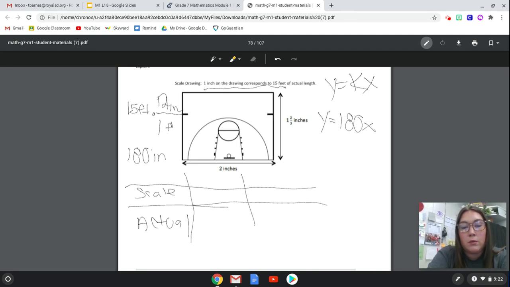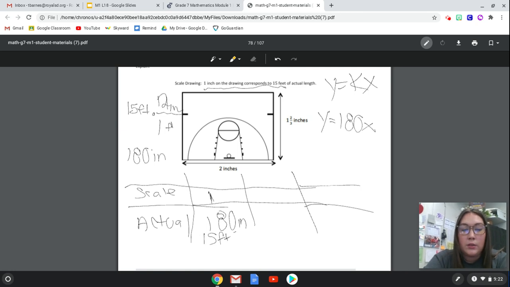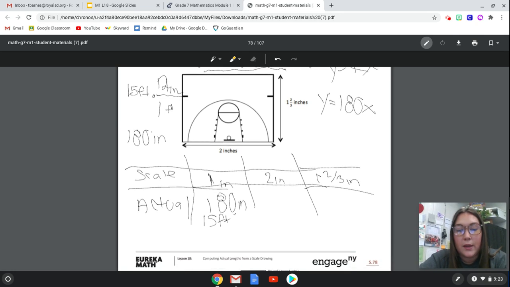The first thing I'm going to write is I'm going to show you that in the scale drawing, 1 inch is equal to 180 inches or 15 feet. Then in our scale picture, there is a side that is 2 inches, and there is a side that's 1 2/3 inches. And so we need to use that equation to figure out the actual lengths.